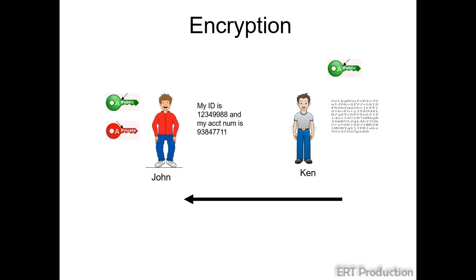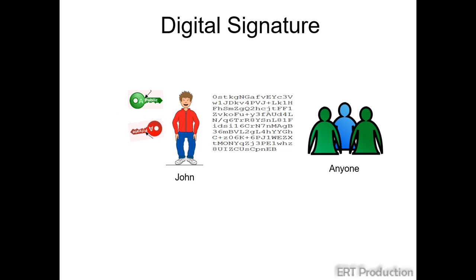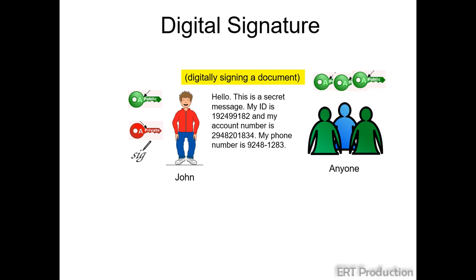For digital signature, if John wants to prove that the message is truly written by him, but not the others, he can prove it by encrypting his own document by using his private key. This process is called digitally signing a document. Since his public key is shared to the public, anyone who has the public key of John can then unlock the document by John's public key.